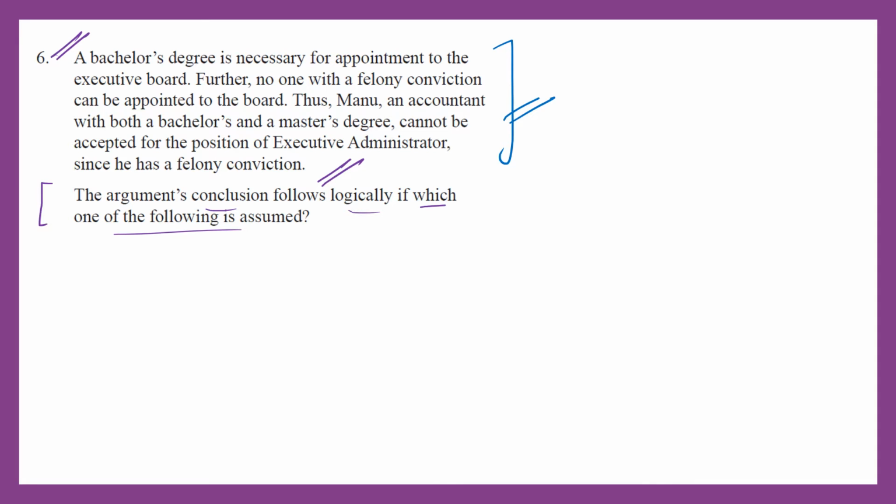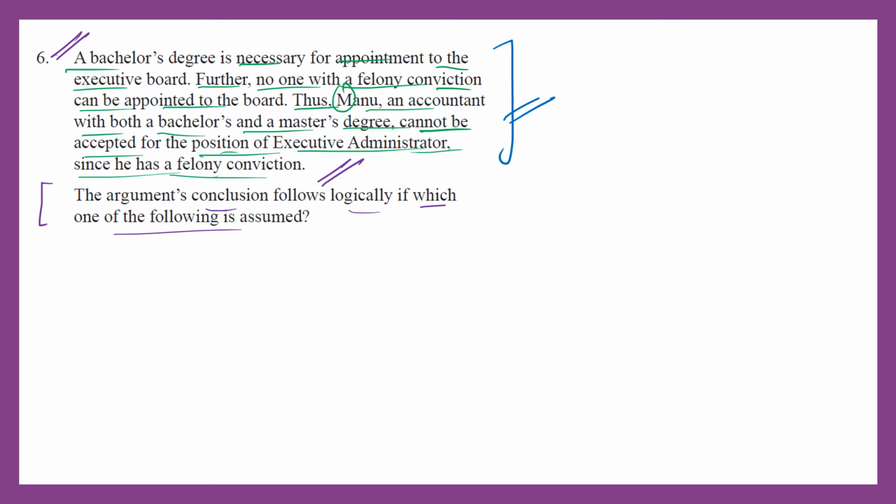It says that a bachelor's degree is necessary for appointment to the executive board. Further, no one with a felony conviction can be appointed to the board. Thus, M, an accountant with both a bachelor's and a master's degree, cannot be accepted for the position of executive administrator since he has a felony conviction. Okay, let's understand this now.